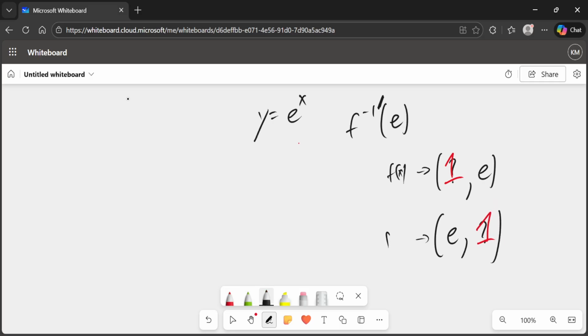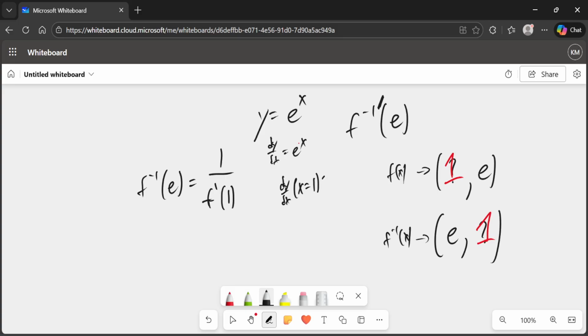So this is f of x, this is f inverse of x. If I want to find f inverse prime of e, that's equal to 1 over f prime of 1. This is our original function, so we just need to find f prime of 1. dy/dx equals e to the x, so dy/dx at x equals 1 is equal to e. So it's 1 over e. That's f inverse prime of e. Does that make sense?